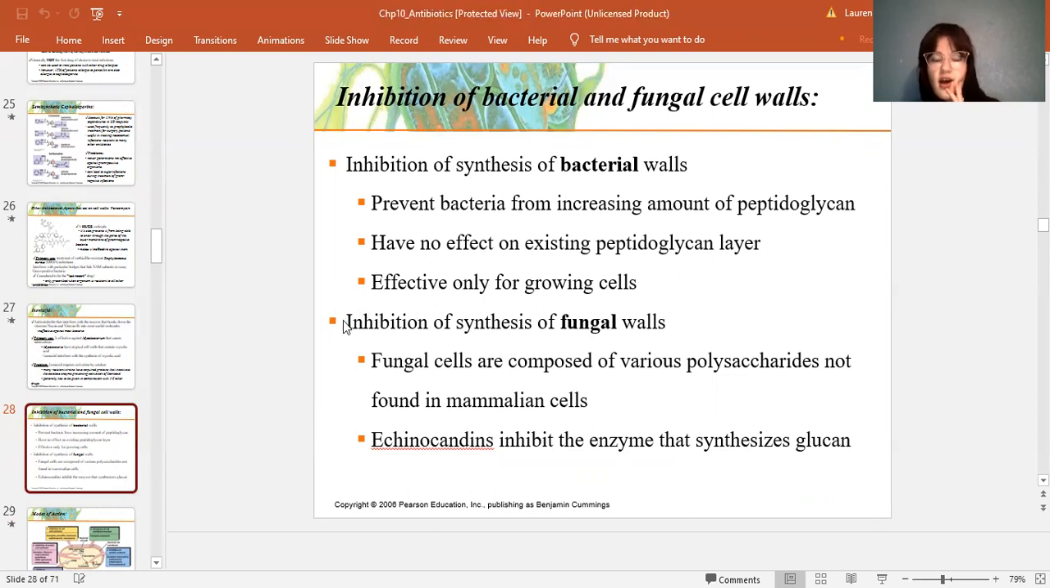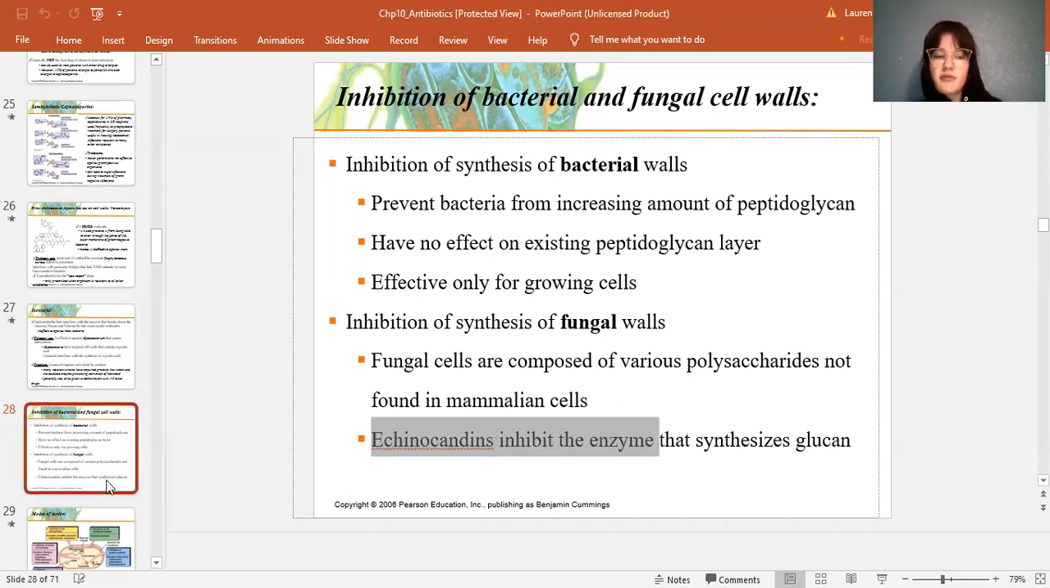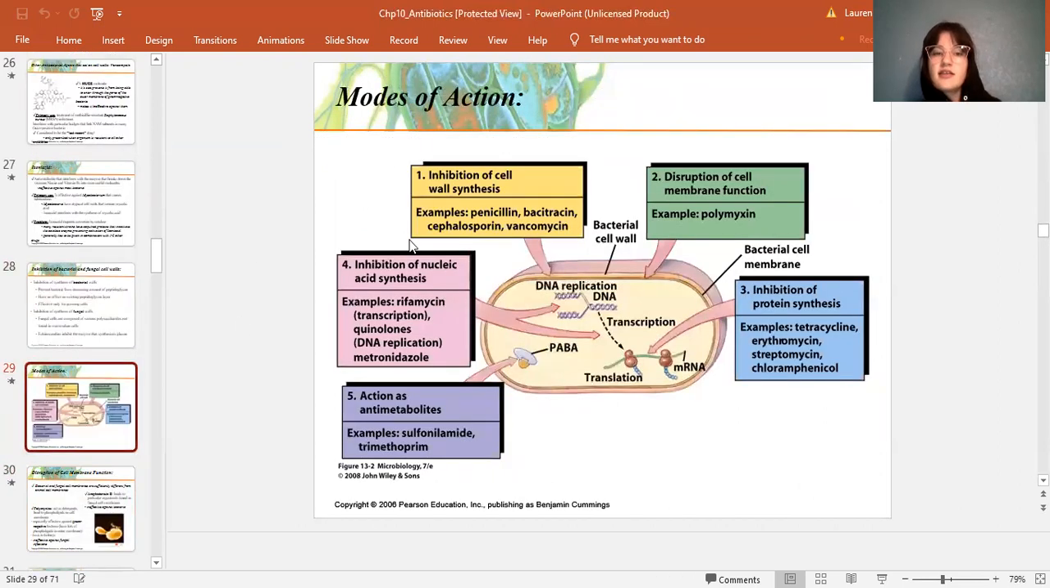So here, in bacterial cell walls, they're pretty easy to find loopholes in order to target them and not us. But fungal walls, we have to get a little more creative because they are composed of polysaccharides, but they're just not the ones found in mammals. So they're not the ones found in our cells. That's one of the few differences that we have. You don't really need to know this. I'm going to be completely honest. But that's the inhibition of cell wall synthesis.